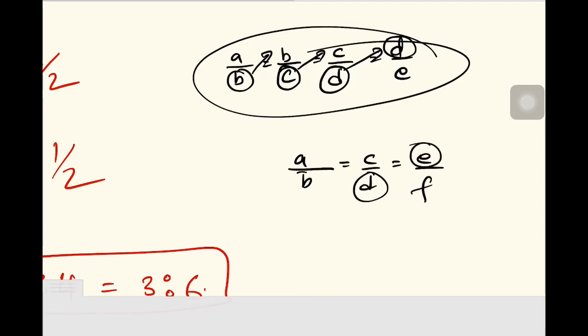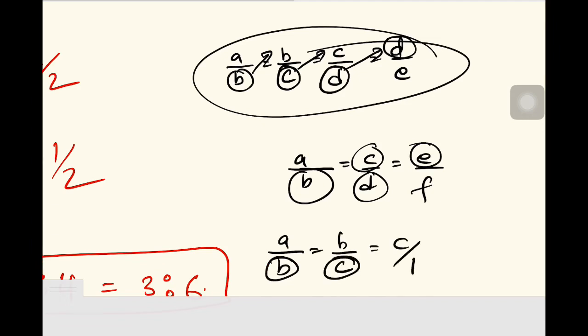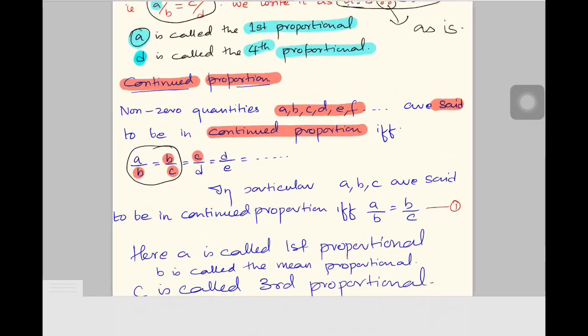See here, there is no repetition here. It goes on and on and on. Whereas in continued proportion, A, B, whatever you write here, again B, C, whatever you write here, again C, D and so on. Got it? Let's come to the definition again.